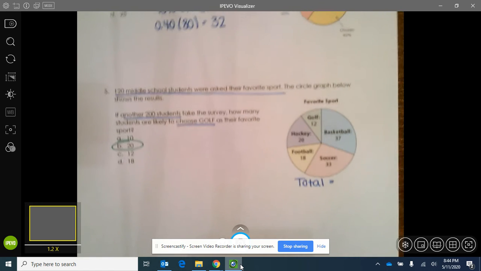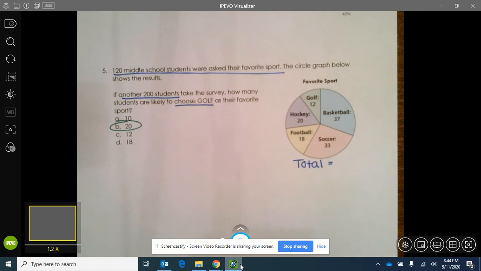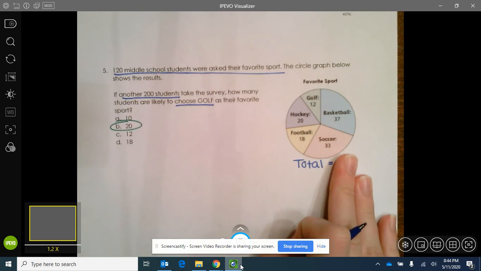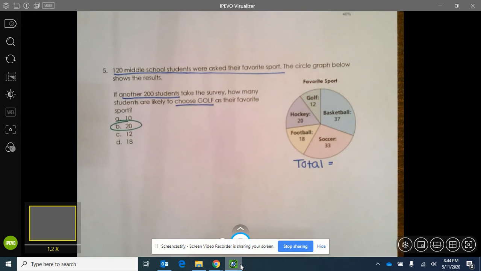Okay, in number 5, we have a new circle graph. So it says 120 middle school students were asked their favorite sport. The circle graph below shows the results. So they tell us that the total number of students that were asked was 120.